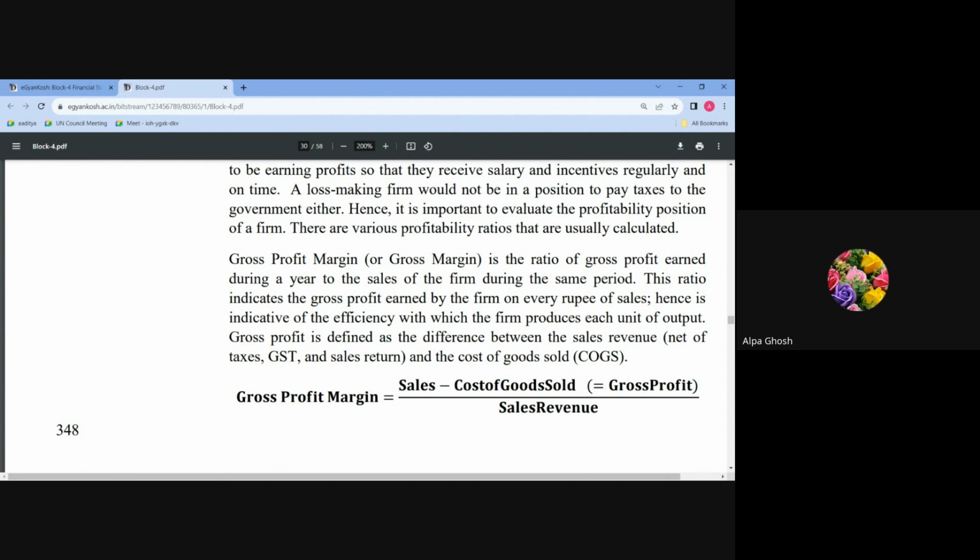So there is a term used, COGS. COGS means cost of goods sold. So gross profit is defined as the difference between the sales revenue, the amount you get from sales, and the cost of goods sold. So sales minus COGS is your gross profit. And then you divide it by sales revenue.